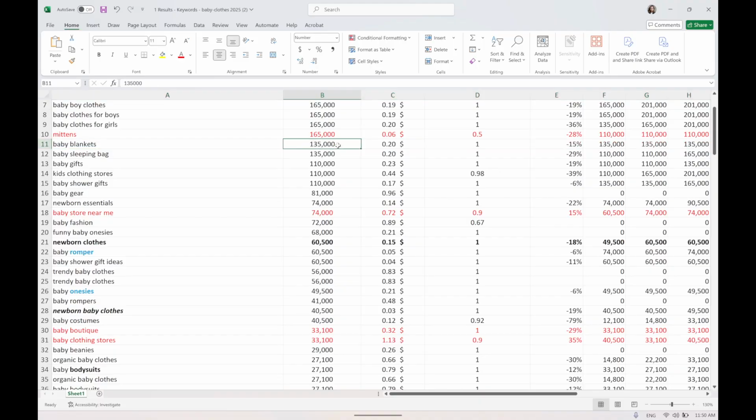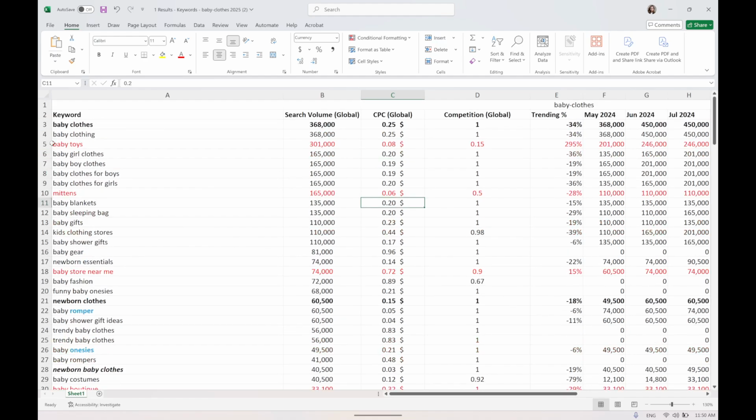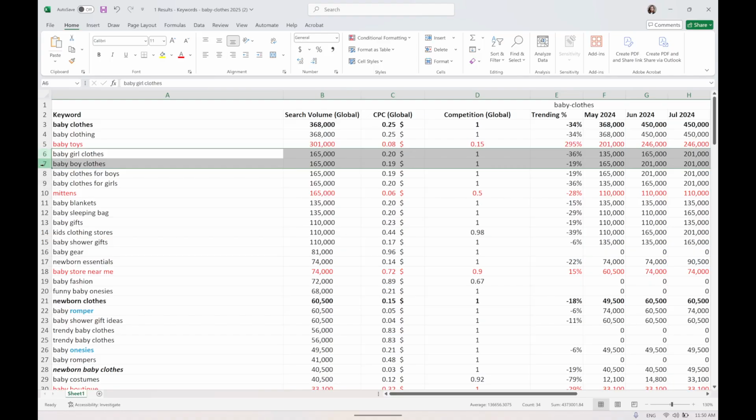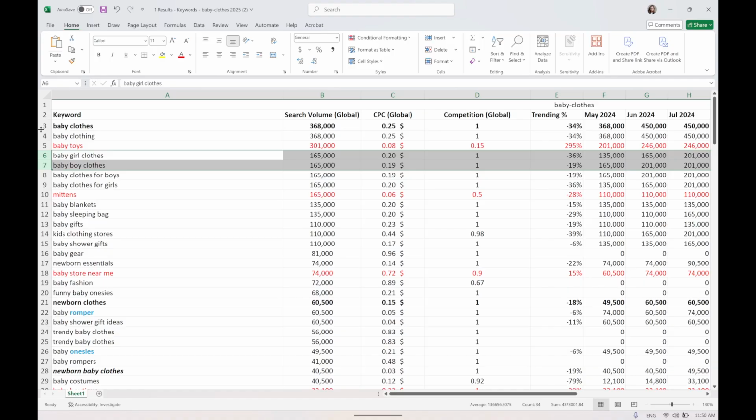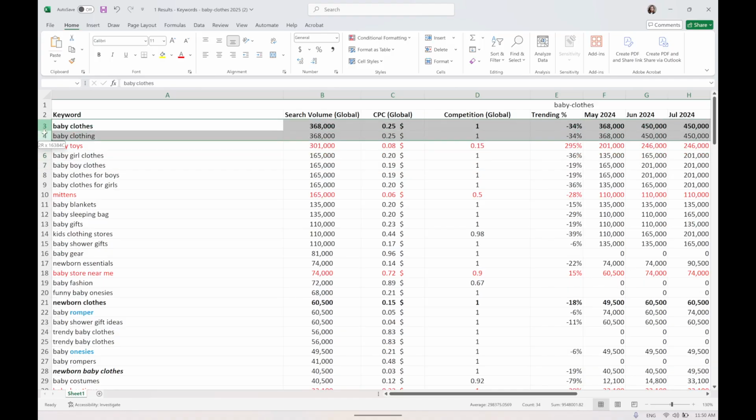Baby blankets have a very good six-digit search volume, and it's within our budget. In class we discussed putting a maximum CPC of 30 cents, or $0.3. So this is an amazing keyword. For broad keywords, we're going to go for baby clothing, and of course baby boys clothing and baby girls clothing. It's almost similar to baby clothing in a broad match, so if it's in a broad match, it also triggers baby boys clothing and baby girls clothing.